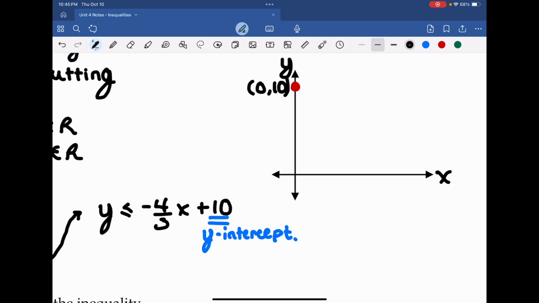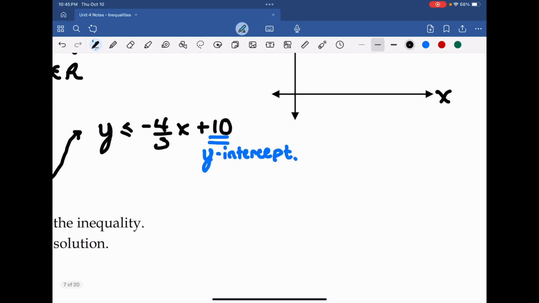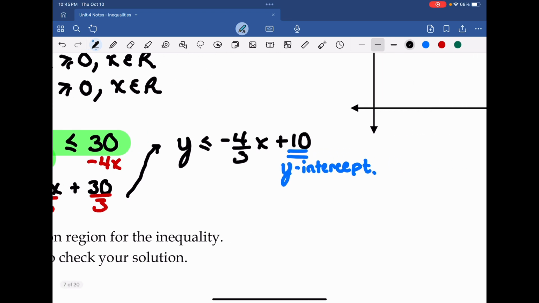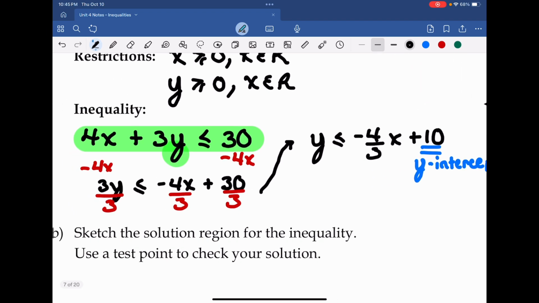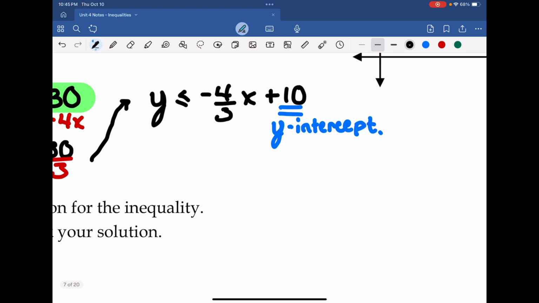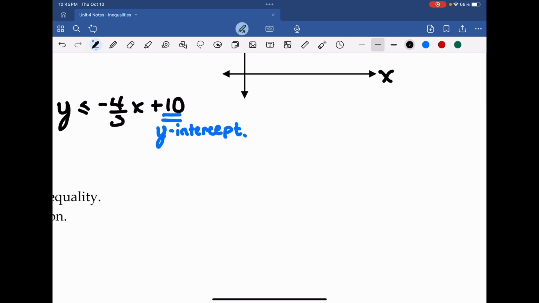In order to do this without a graphing calculator, what we need to do is solve for the x-intercept. To solve for the x-intercept, you could either use the original inequality, 4x + 3y is less than or equal to 30, or what you could do is plug it into here. Maybe just to show you that you can use your inequality and it might be simplest, I'm going to do that. So I'm going to take the highlighted inequality, and if we want an x-intercept, we must set y to 0. So let's do that over here, off on the right-hand side.